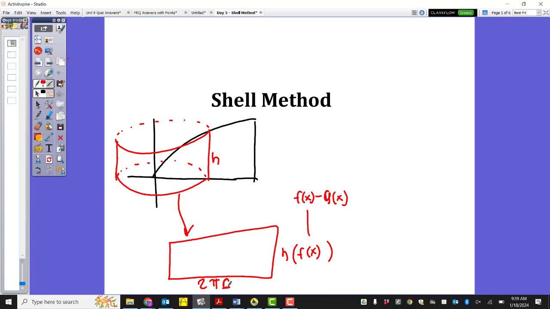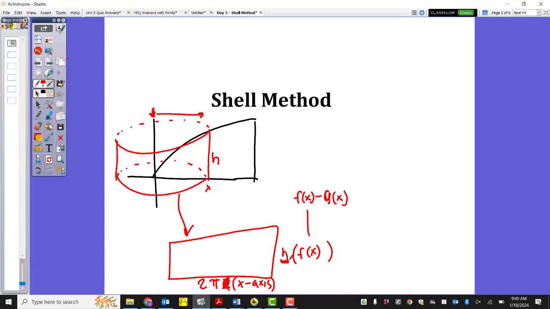Well, we need to figure out what that r is. If we look, here's our axis. The r is just how far we are from that axis. In other words, it's just our x value. So it's 2 pi x. Really, it's 2 pi times x minus the axis. And h is just our function. Sometimes it's function minus function. The r is our x. Sometimes it's x minus the axis. In this case, the axis was 0.